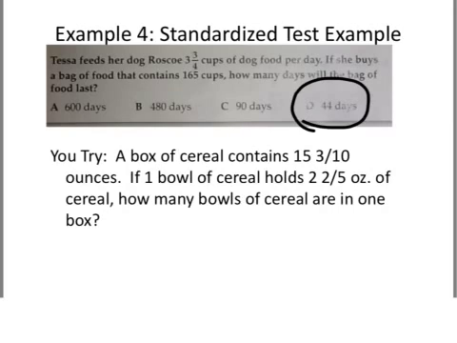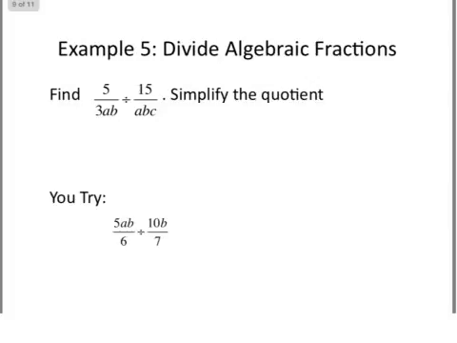Why don't you give this one a try? A box of cereal contains 15 3/10 ounces. If one bowl of cereal holds 2 2/5 ounces of cereal, how many bowls of cereal are in one box? I think you guys can try that on your own. So here's our last example, example 5. We're going to discuss dividing algebraic fractions. The process is the same, the concept slightly different because we're dealing with variables. But the principles are the same, so it's not going to be too bad.